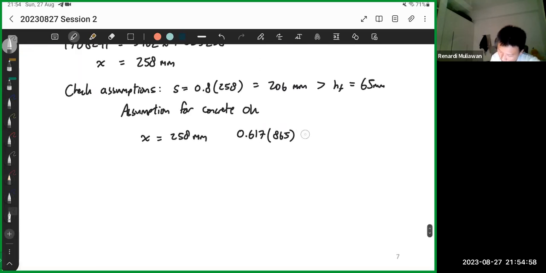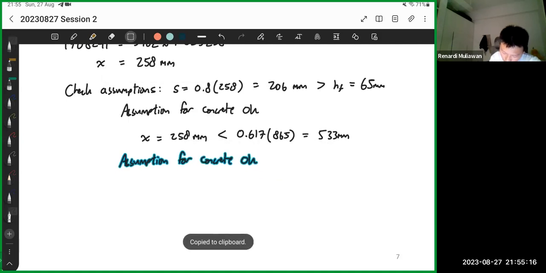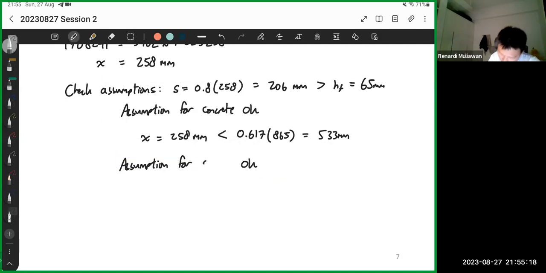So 0.617 times 865. 533. So this one is less than that one. So this one is okay. So assumption for steel is okay because it has yielded. Okay, so assumptions are both correct. So we just continue on.